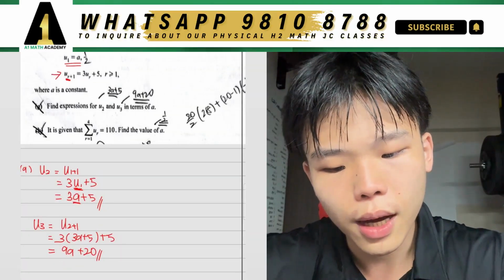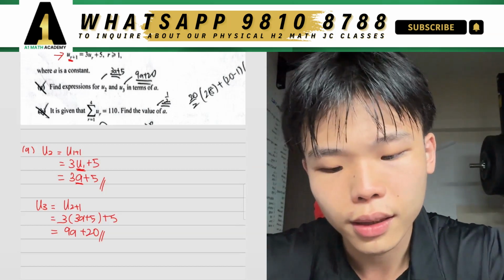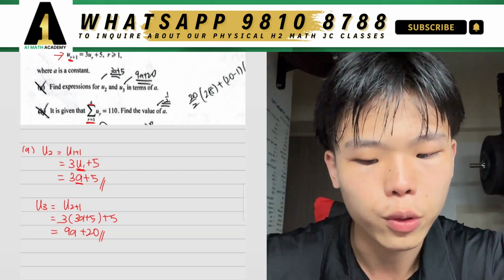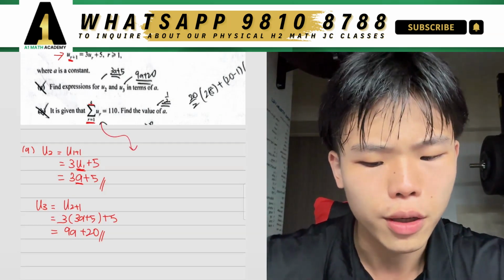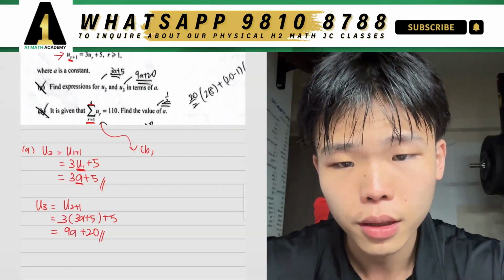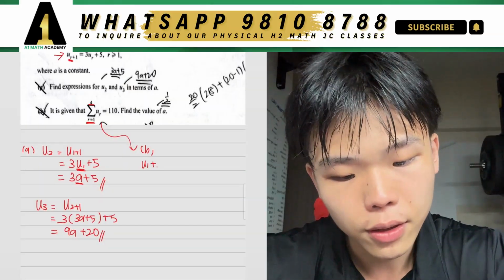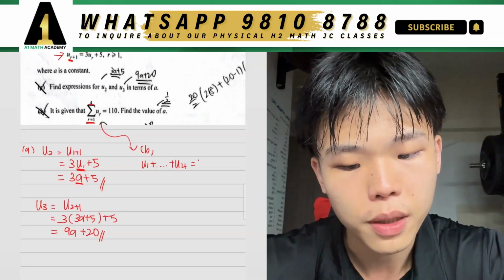Now, for B, we have a sigma notation question, and we are given that the sum of the terms from r equals 1 to r equals 4 is 110. So how do we actually read this? We can read this as the summation of the terms from r equals 1 to r equals 4, and that will be u1 plus all the way up until u4 will give me 110.